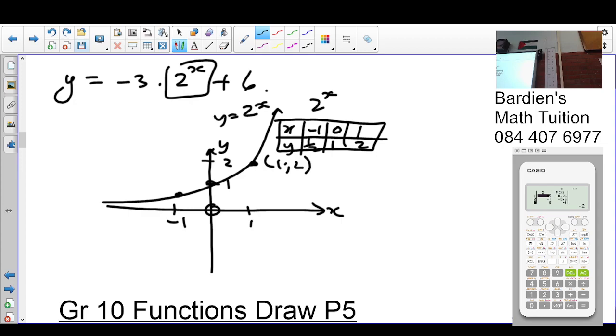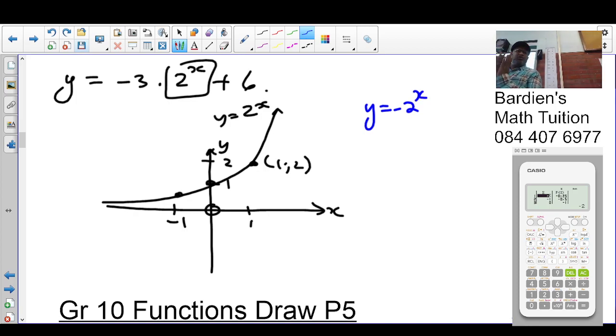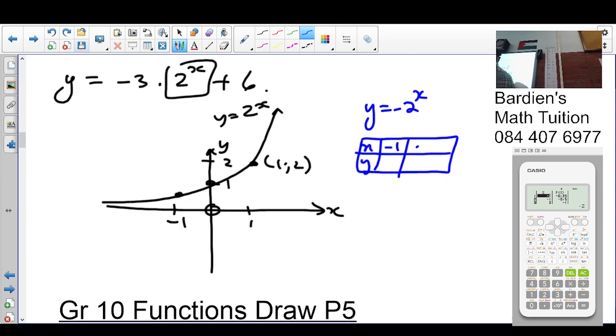Okay. So now I'm going to draw this graph. It has nothing to do with the graph in black for now. So now I use the same values. For negative 1 in here, I get negative half; for 0, negative 1; and for 1, negative 2. You all agree with that? So x of negative 1 gives negative half, 0 is negative 1, and 1 is negative 2.